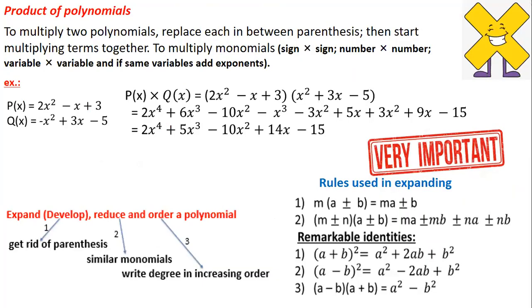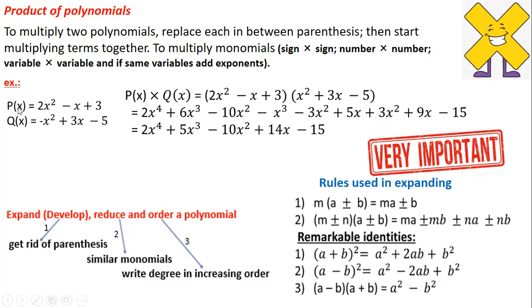Product of polynomials. To multiply two polynomials, we place each in between parentheses, then we start multiplying terms together. How do we multiply terms of our monomials? As we said before, we multiply sign times sign, number times number, variable times variable. If we have different variables, for example, x times y, it's xy. But if we are multiplying the same variables, we keep the variable and we add exponents.